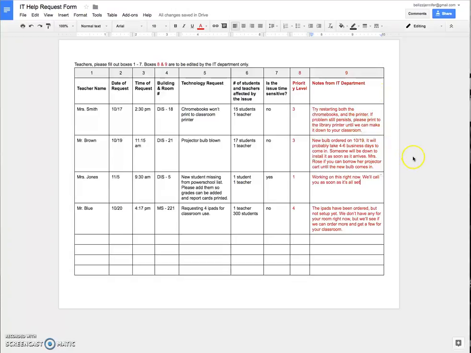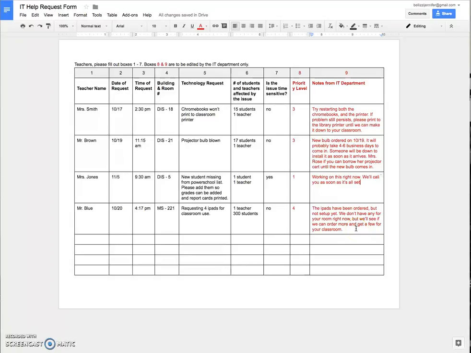It also gives the administrators an idea of, all right, hey, what's working in my building right now? What's not? What are our biggest concerns? Are we having a lot of the same problem over and over again? Do we really need to allocate more funds for new iPads? We keep having the same issues with printers. Maybe we just need to order new printers. Or maybe, wow, we have a lot of work for only 2 IT people. Maybe we need to hire another IT person. It's a great way to collect some data.